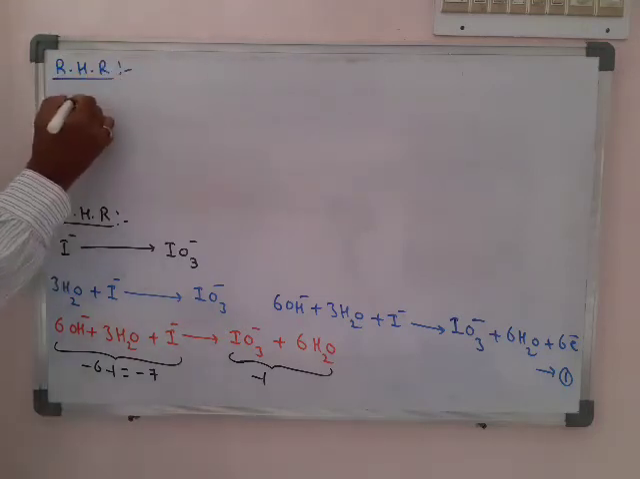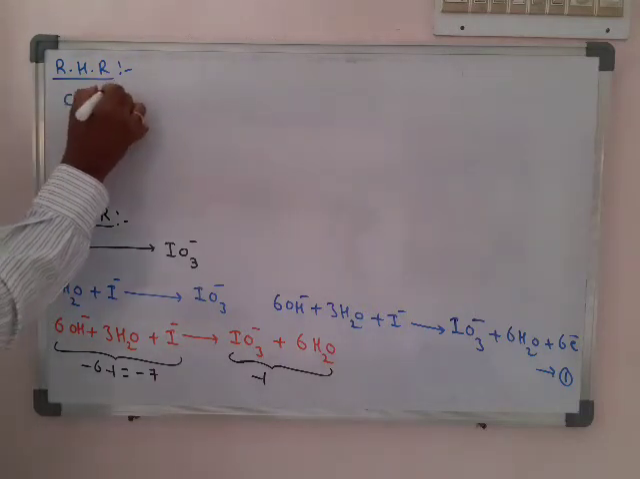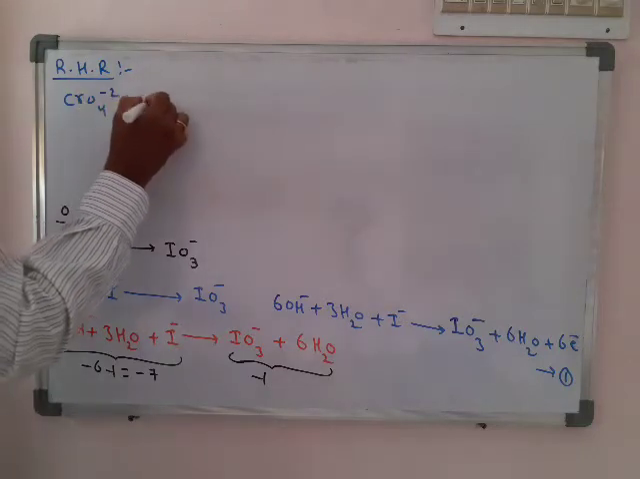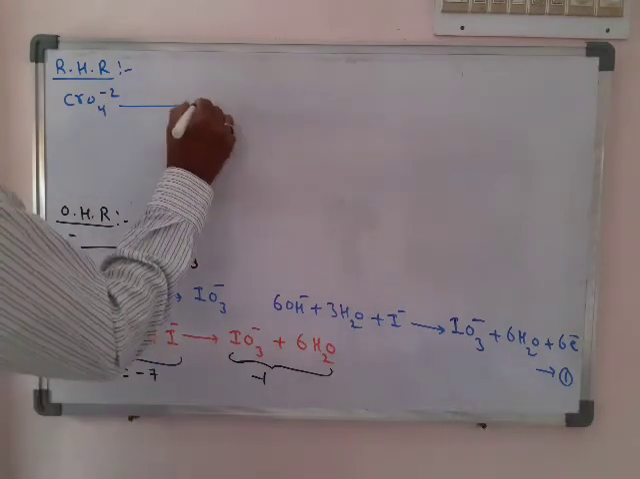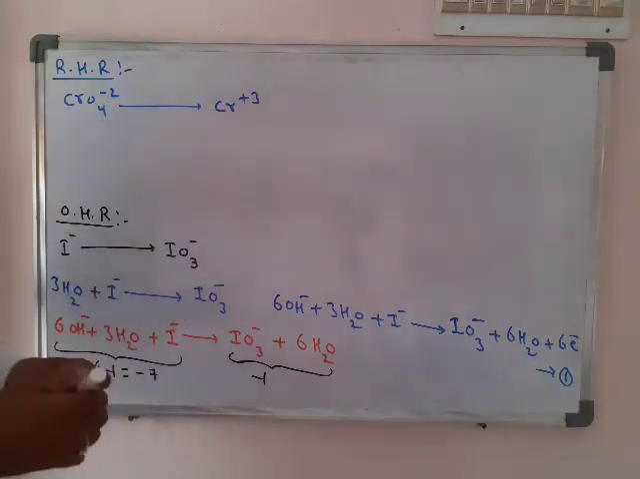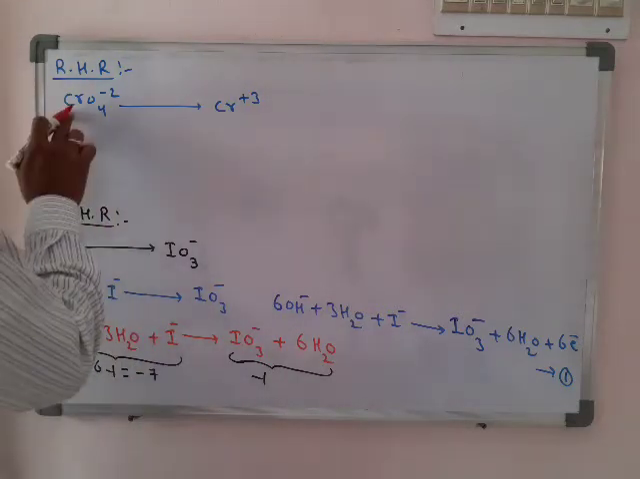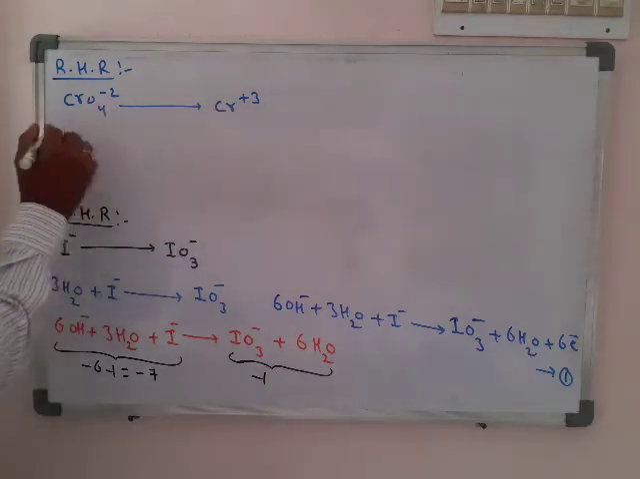Now what was the reaction, half reaction? So that was CrO4 minus 2, giving Cr plus 3. So first balance the atoms other than hydrogen and oxygen. One chromium, no problem. Four oxygens here, no oxygens there.